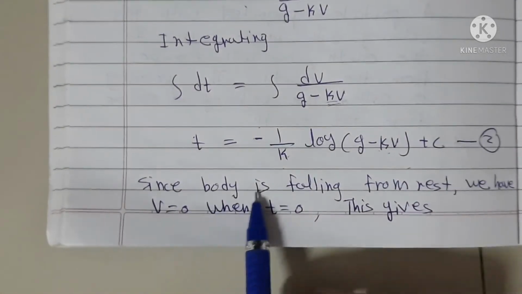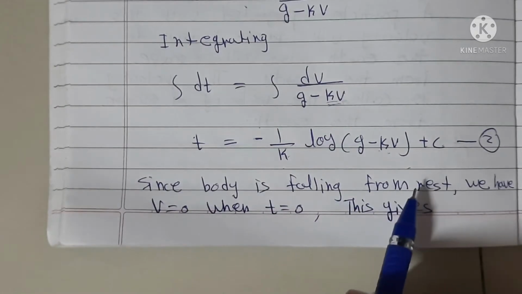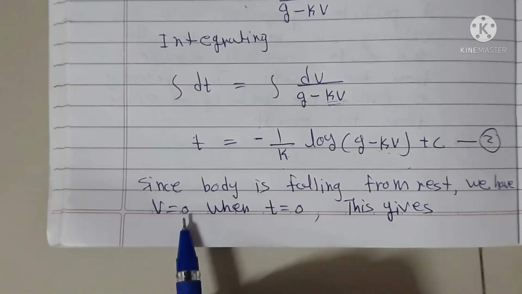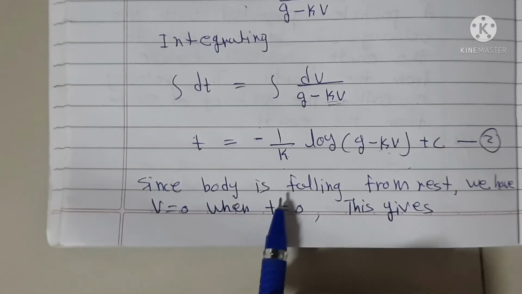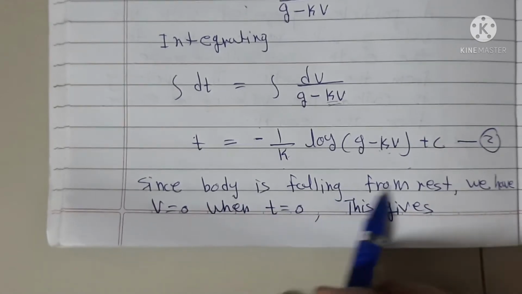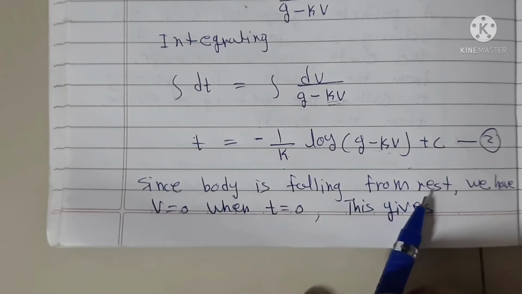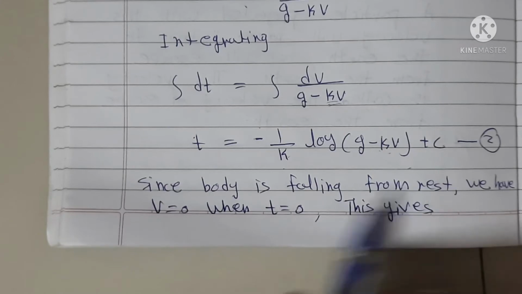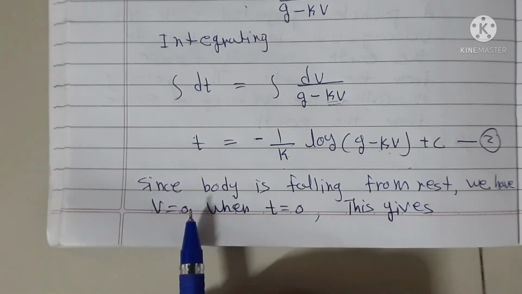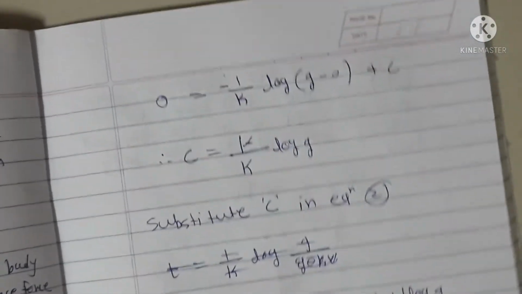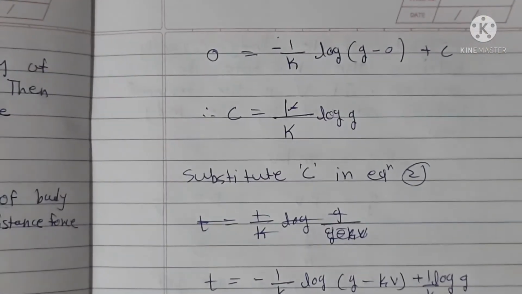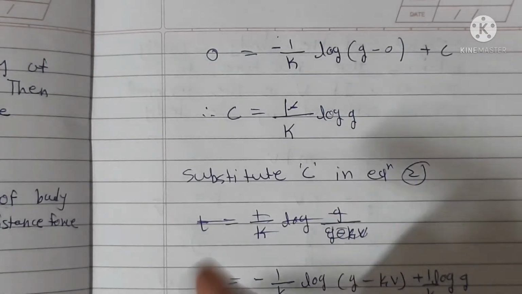Since the body is falling from rest, initially its velocity is 0 when time is equal to 0. At the starting point, the body is at rest position, and after that the body starts falling. At the rest position, velocity is 0 and time t is equal to 0.